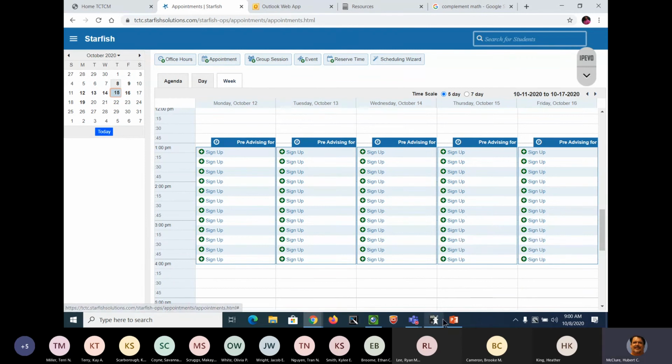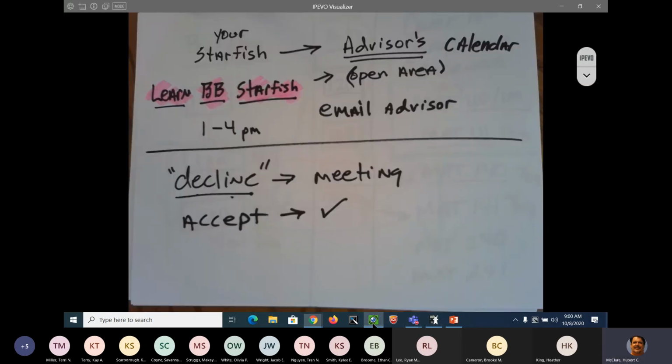Now, why am I telling you this? Because if your teacher declines it, that's because they probably have a meeting or something that they could not filter out with the Starfish calendar. Do y'all understand what I'm talking about? In other words, it's overlapping their meeting. So if they decline, it doesn't mean they don't like you.